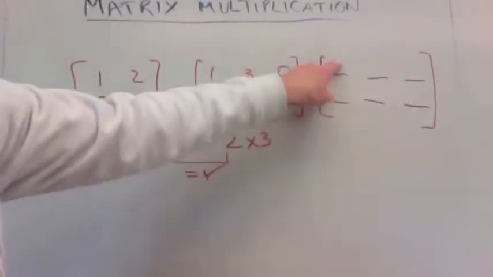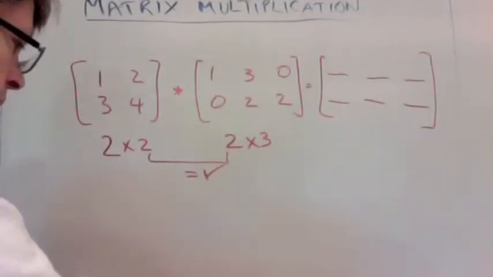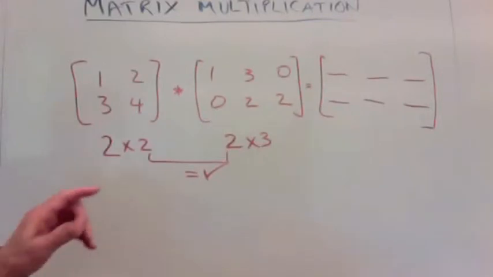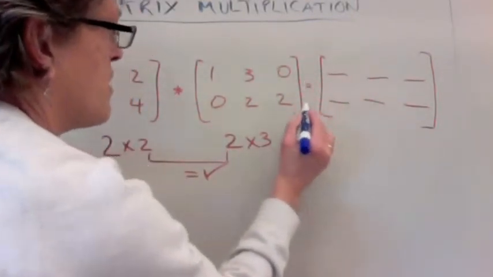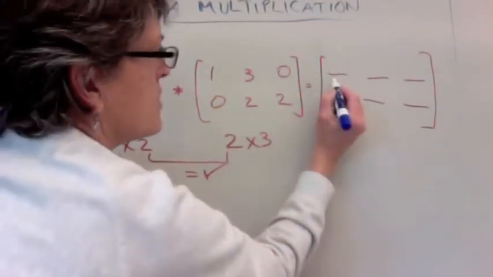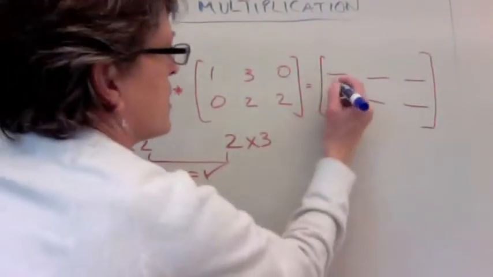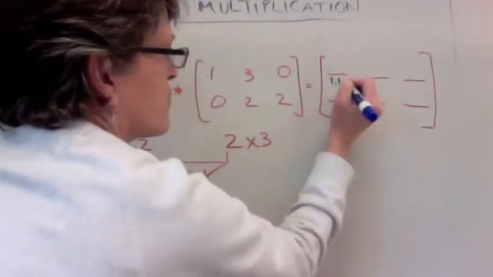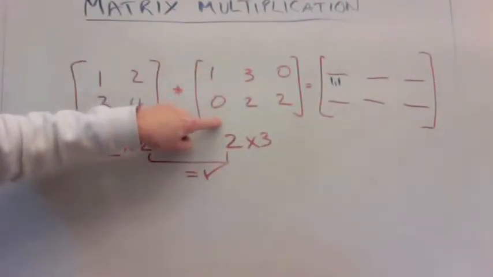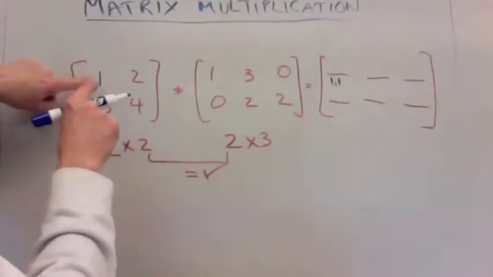Okay, so how we get the entries in that product is really the tricky part. I'm going to see if I can change colors here. We know our product is going to be a 2 by 3. This is the first row, first column. So I'm going to take the first row and multiply by the first column. I'll multiply the corresponding entries and then add them together.